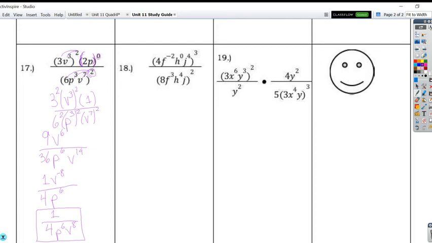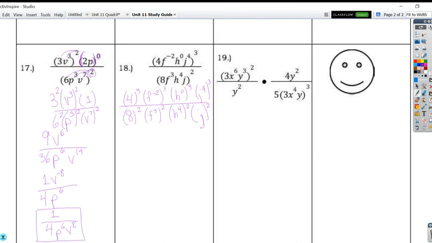In 18, we're going to have to take these exponents that are outside of the parentheses and spread them through so that each factor gets some. 4 gets the 3rd power. F to the -2 gets the 3rd power. H to the 0 gets the 3rd power, and j to the 4th gets the 3rd power in the numerator. In the denominator, 8 gets the 2nd power, f to the 3rd gets the 2nd power, h to the 4th gets the 2nd power, and j gets the 2nd power.